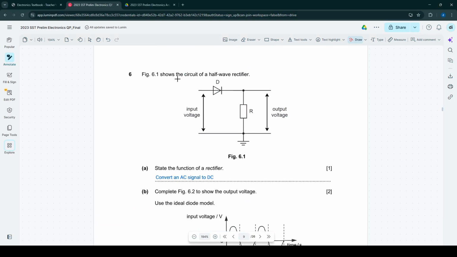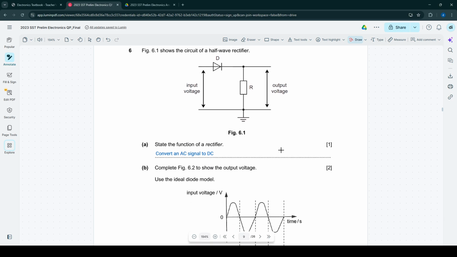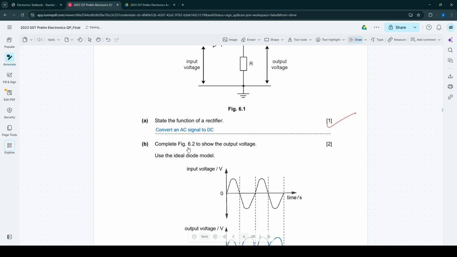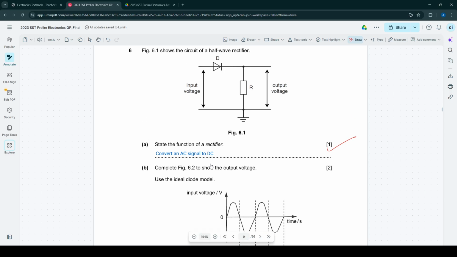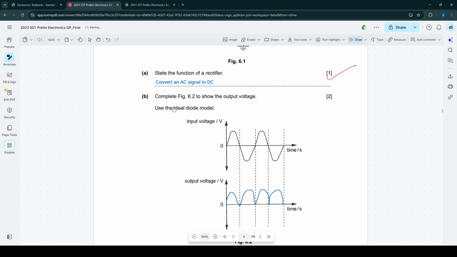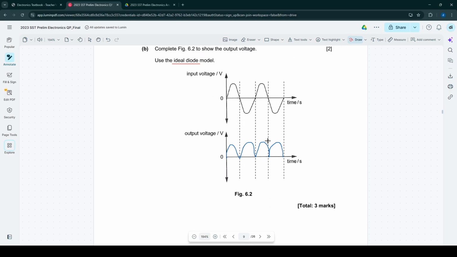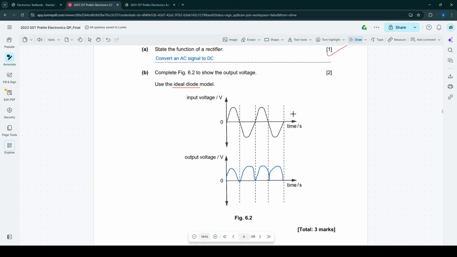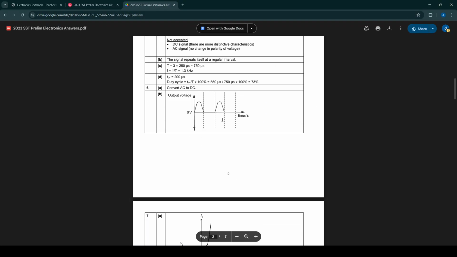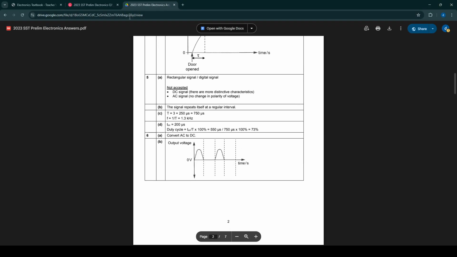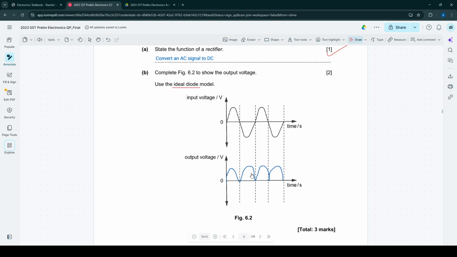Okay, 6.1 shows a circuit of a half-wave rectifier. State the function of a rectifier: to convert an AC signal to DC. Yeah, okay. Complete figure 6.2 to show the output voltage of this, using an ideal diode. So this is correct. Okay, wait. Yeah, exactly. Oh my gosh, man.